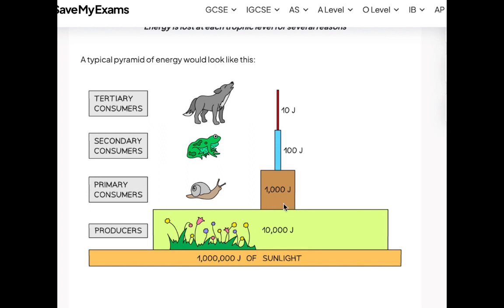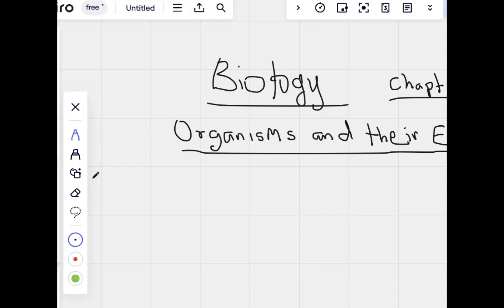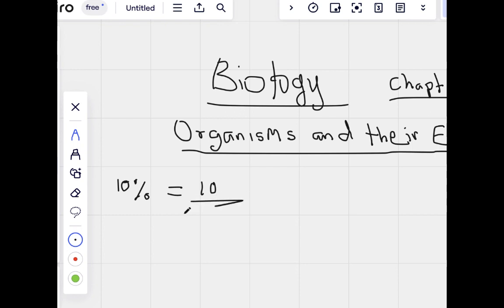Only 10%. 10% means 0.1. So let's calculate 10% of 10,000 joules. If we do 10% of 10,000 joules, what do we get? 10% is equivalent to saying 10 over 100, and 10 over 100 is 0.1.